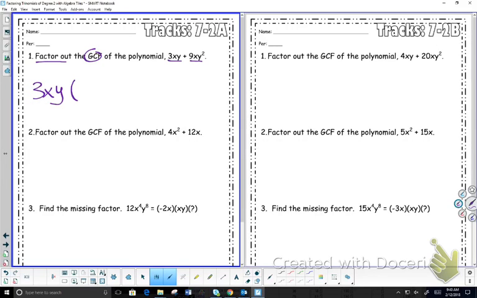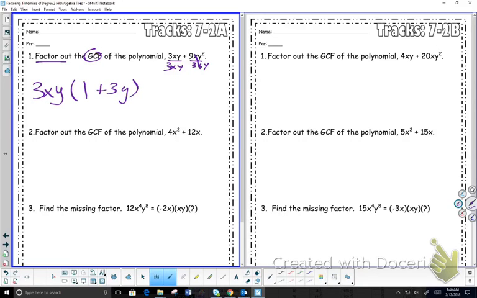So then if I'm going to factor it out, that means I'm going to divide each one of these terms by that. Well, 3xy divided by 3xy is 1. And then 9 divided by 3 is positive 3. X divided by x, those will cancel. Y squared divided by y is going to be y.